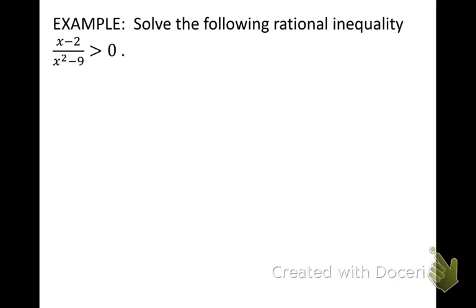All right, so here's our first example. We have x minus 2 over x squared minus 9 is greater than 0. Just as a heads up, if you decide to use your calculator in assisting you on this, be very aware that you want to make sure you use parentheses around the numerator and parentheses around the denominator.